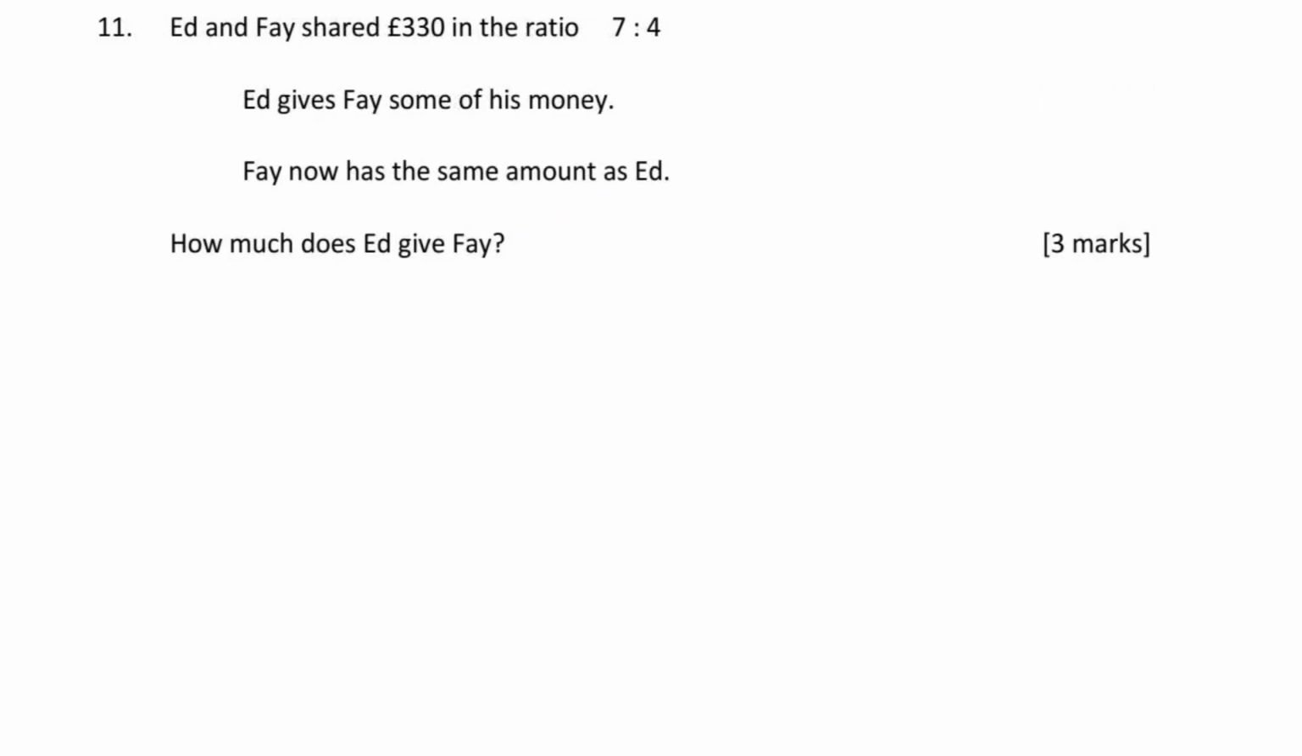Question 11. Ed and Faye share £330 in a ratio of 7 to 4. Ed gives Faye some of his money. Faye now has the same amount as Ed. How much does Ed give Faye? Okay, so we're going to be dividing £330 in the ratio of 7 to 4 to start with.